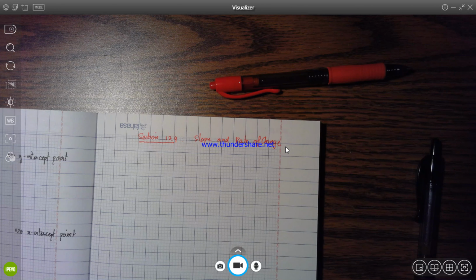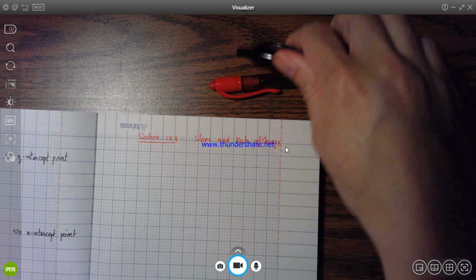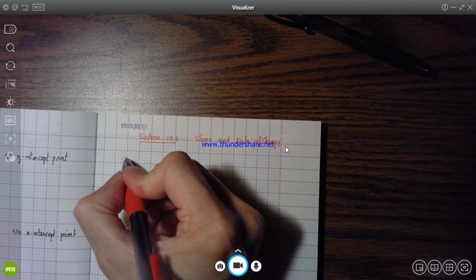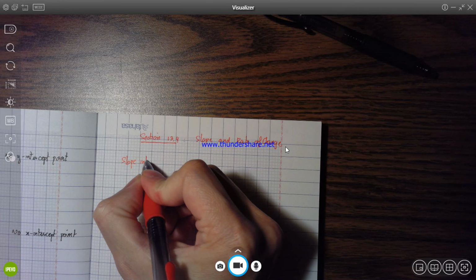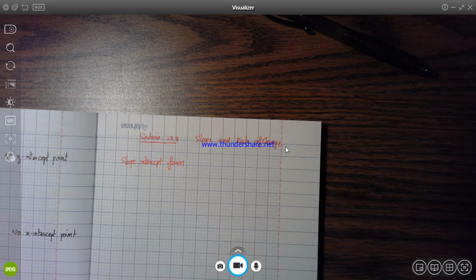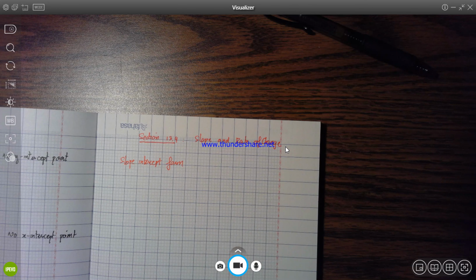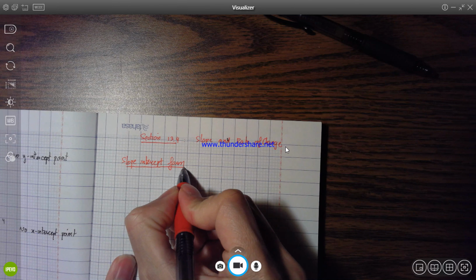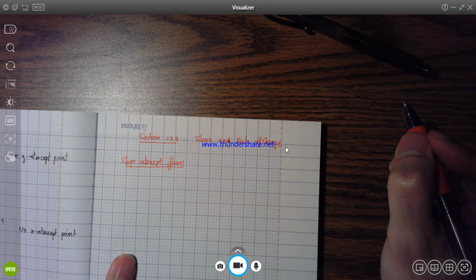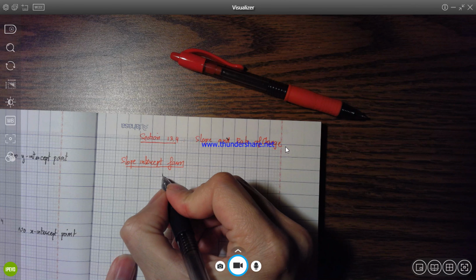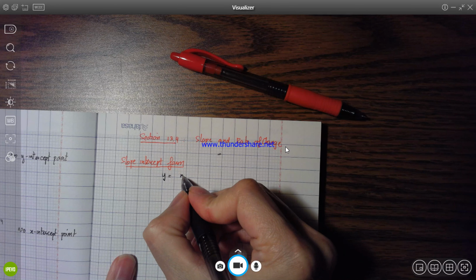This is called slope-intercept form. The form we learned last time, ax plus by equals c, we call the standard form. And this form we call slope-intercept form. What does slope-intercept form look like? The slope-intercept form is y equals mx plus b.